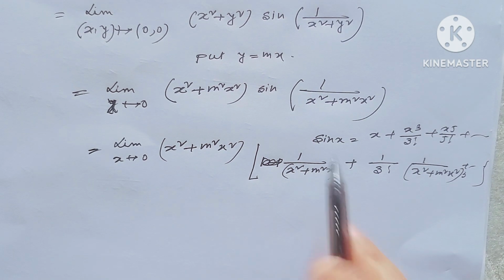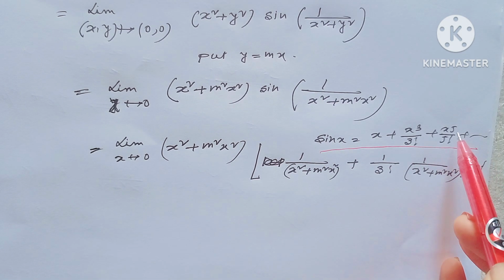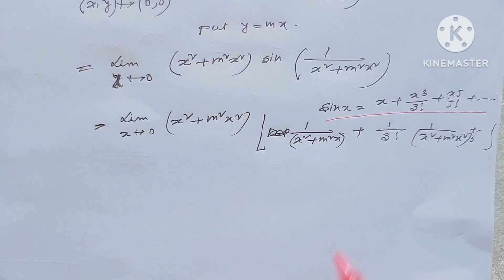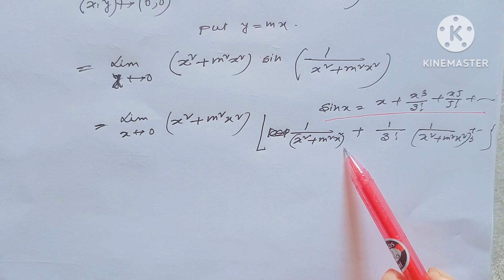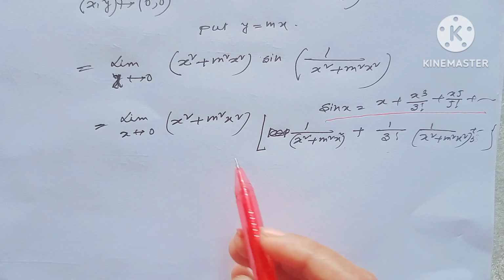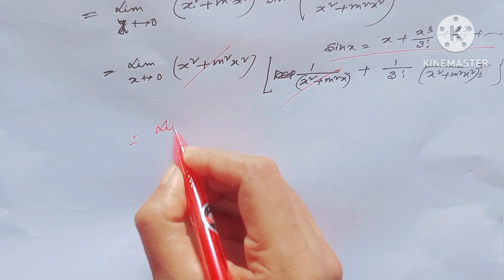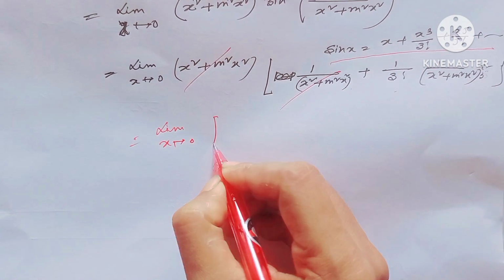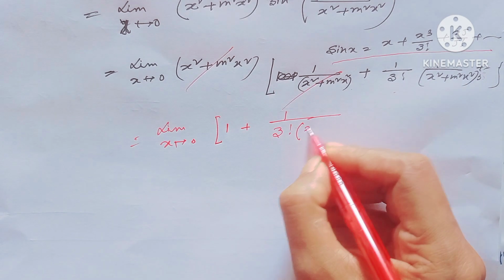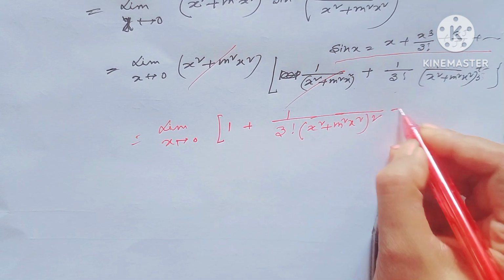And all of us know sin x means x minus x cube over 3 factorial plus x to the power 5 over 5 factorial, and so on. So this value would be 1 over x square plus m square, minus 1 over 3 factorial times 1 over x square plus m square to the power cube, and so on. Here x square plus m square x square would be cancelled. That means this value would be limit x goes to 0, 1 plus 1 over 3 factorial 1 over x square plus m square x square to the power whole square, and so on.